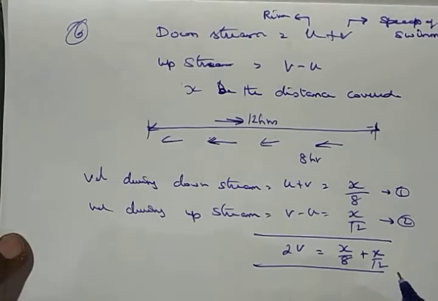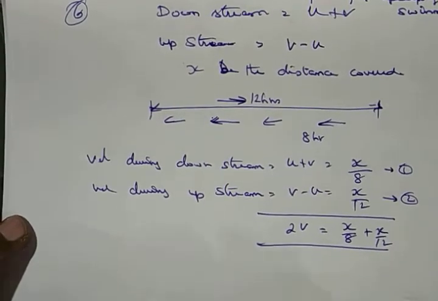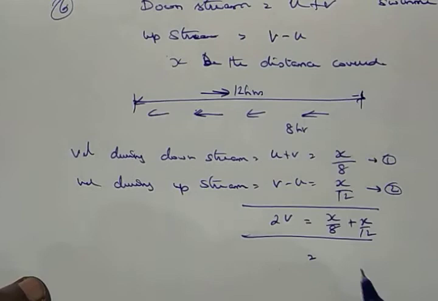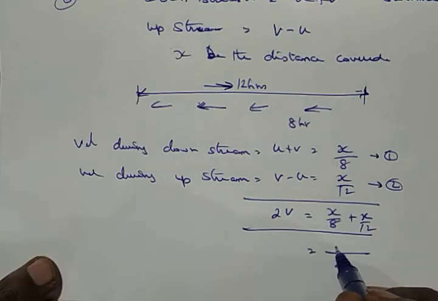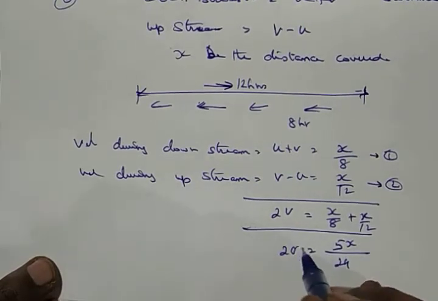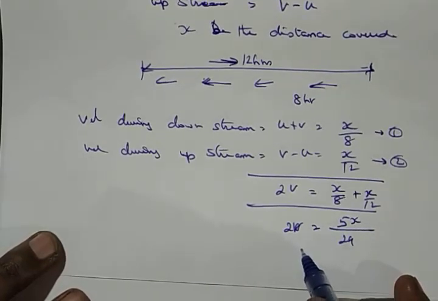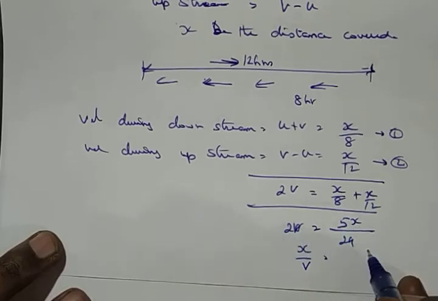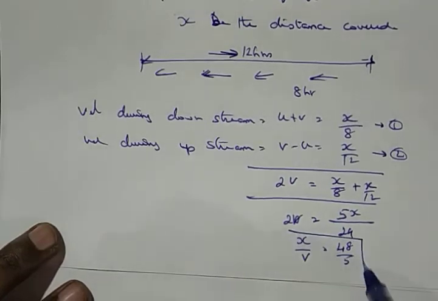Now this is the equation you will get here. And next you can subtract both of them and you will get another equation, and you will be able to solve both of them. So when you take the LCM of 24, it will become 5x is equal to 2v. Then you can do this calculation as x by v, and you bring v down, so you bring this one up here, 48 divided by 5. So this is the main equation you get here.